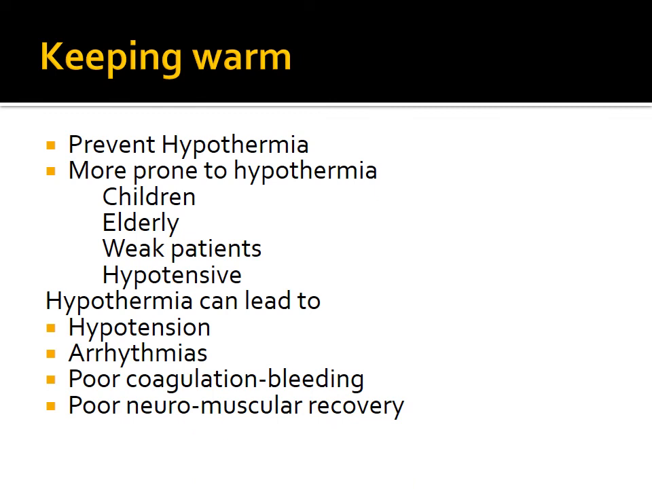Right. Next, it's important to keep patients who are waiting for surgery warm. So don't let them be subjected to hypothermia. Keep the patients well covered with clothes, sheets or blankets. Especially children, elderly, and weak patients are more prone to hypothermia. Hypothermia can later lead to hypotension, low blood pressure, arrhythmias, poor coagulation, extra bleeding during the surgery and in the postoperative setting, and poor neuromuscular recovery at the end of the surgery.